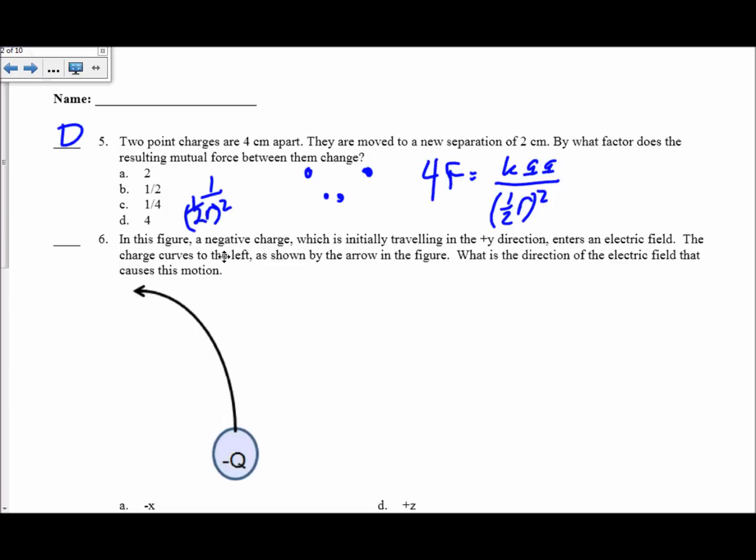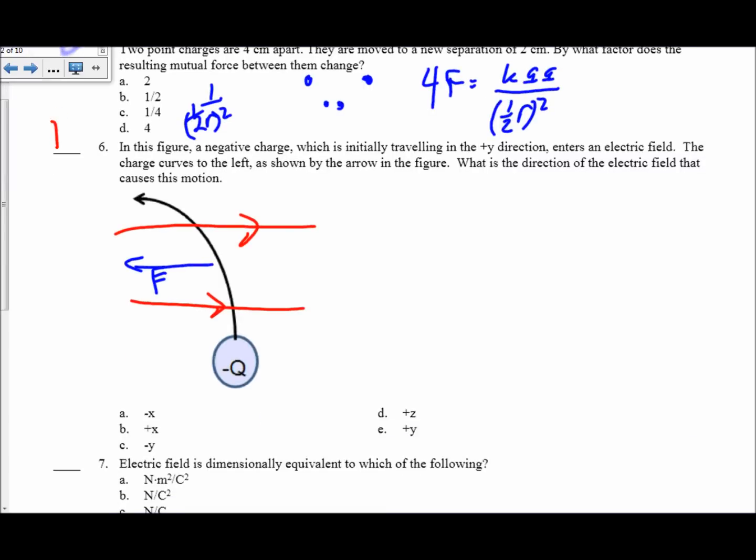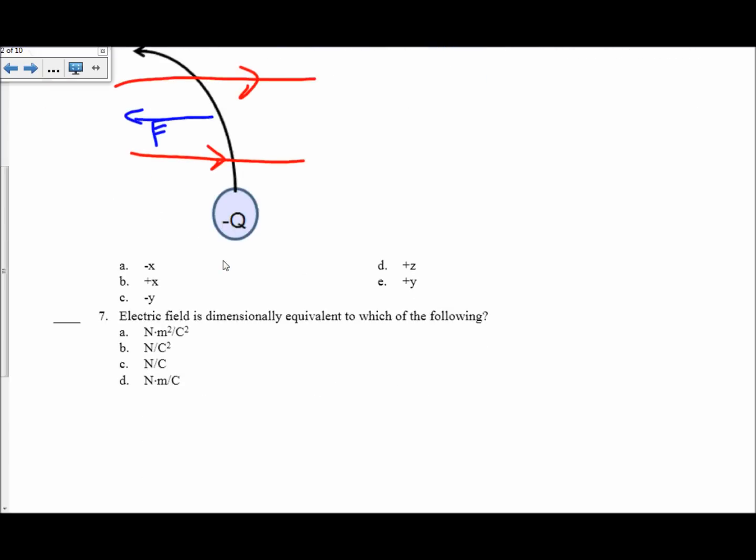I have a charged particle that moves to the left. That means that it's experiencing a force in that direction. Negative particles feel a force that's opposite the direction of the electric field, so the electric field that causes this motion is to the right. That's in the positive x direction. So B is number 6.